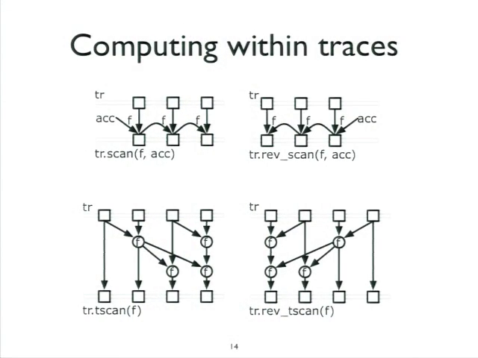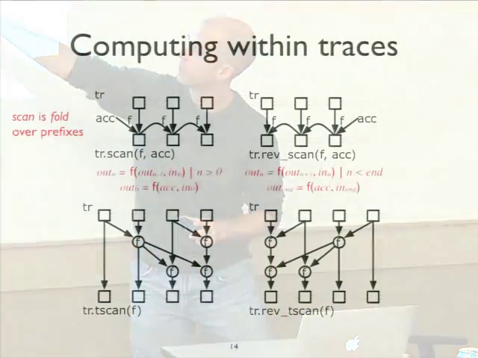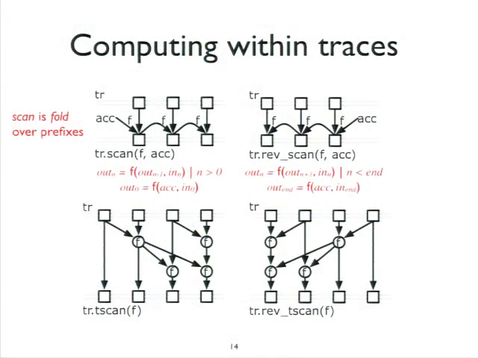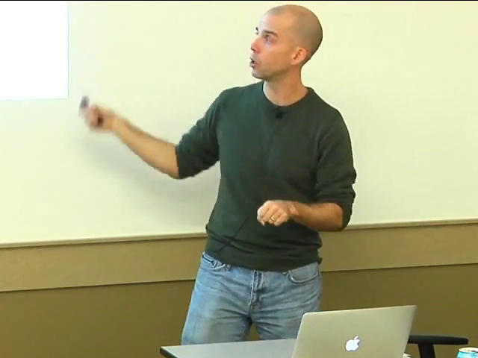Okay, so the other computations are the scan and rev scan. So this is like fold. That's what it's showing here on the bottom. You're going to take an accumulator and the original event, compute some function of those two. That's going to go here. And then this accumulator will feed into the call to f for the next element and store the result there, and so on all the way down the trace.